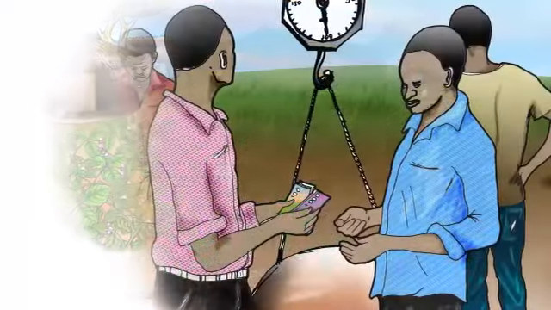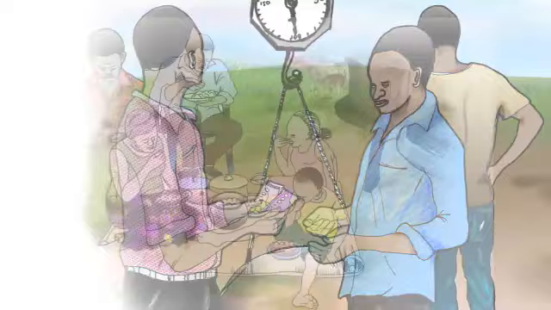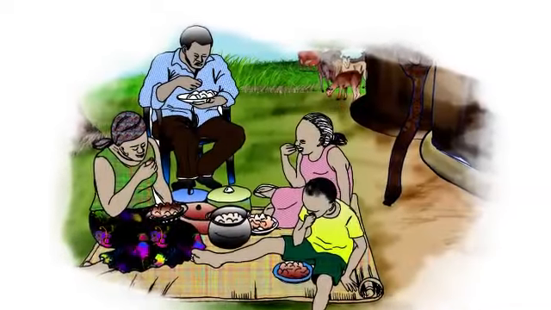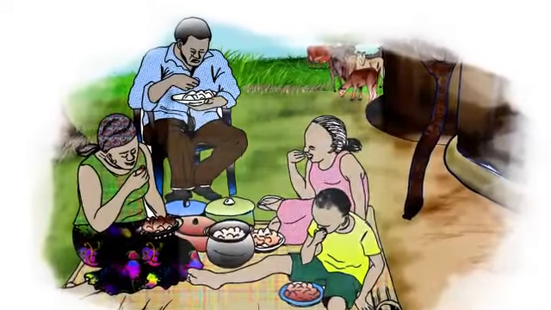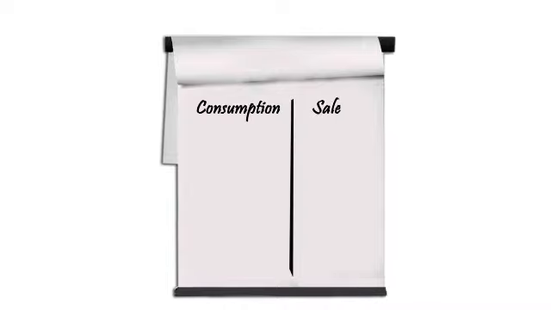Identify crops that will fetch you a better return on the market, and also those grown for consumption should be of high nutrient value. List down the available natural resources on your farm that are needed for production. Using a flip chart, put down the outlook of the farm showing crops for consumption and sale.